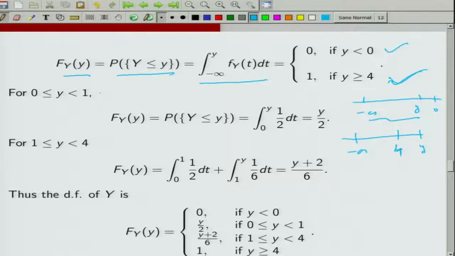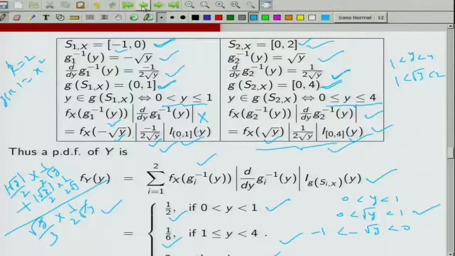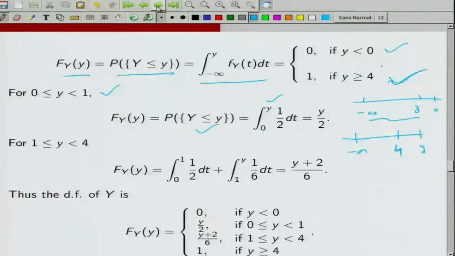Now let us look at when y is between 0 to 1. Then FY(y) is the same as probability Y less than or equal to y, which is the same as, because up to 0 the PDF is 0, if I integrate the PDF up to 0 it will be 0, then 0 to y. Because this y was between 0 to 1, I have to look at the PDF when the argument is less than 1. When the argument is less than 1, the PDF is half. So I integrate half and you get y by 2.